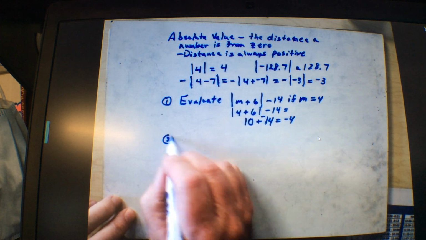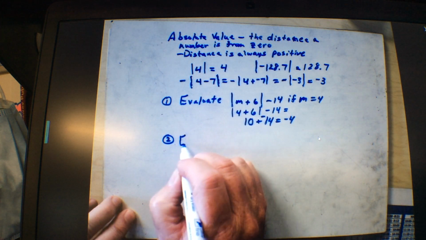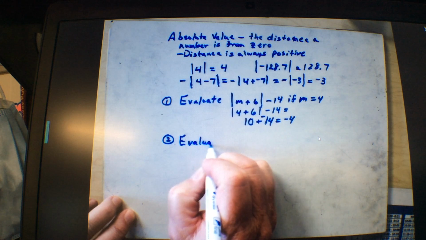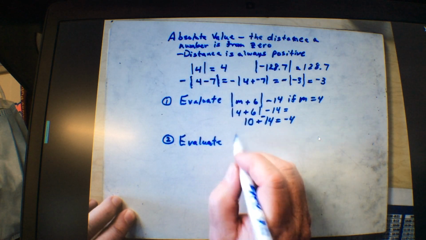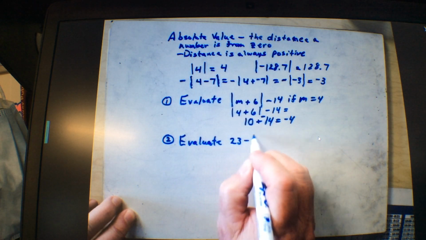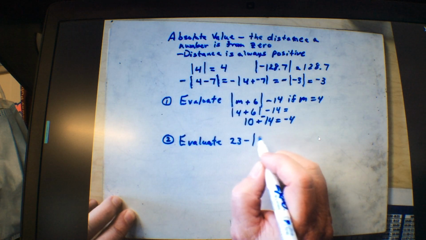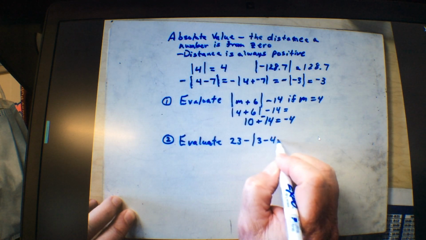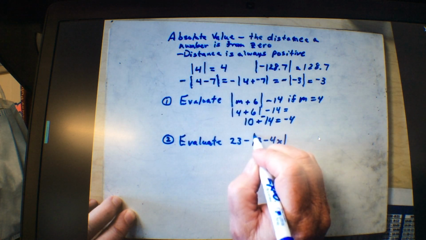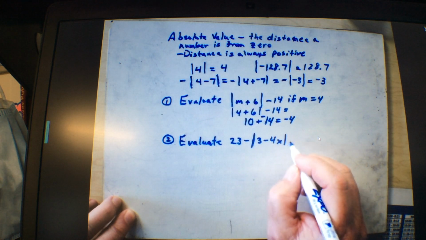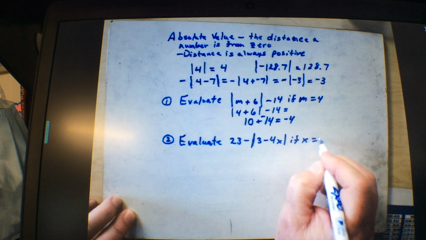Now, if you would do this one, please. Evaluate means find an answer. 23 minus the absolute value of 3 minus 4x. We're using x this time, if x equals 2.